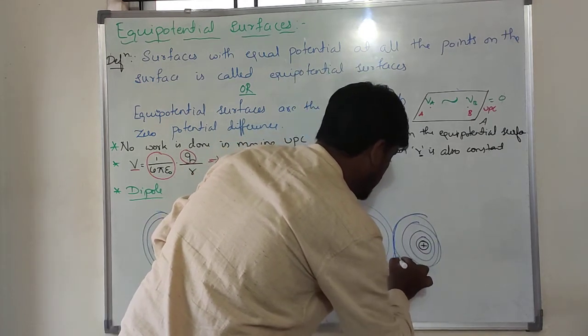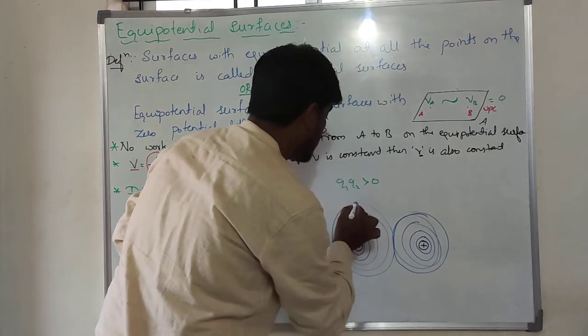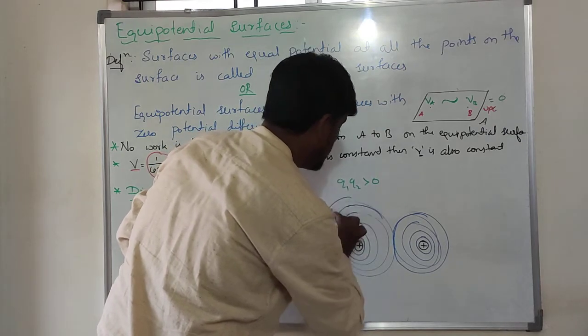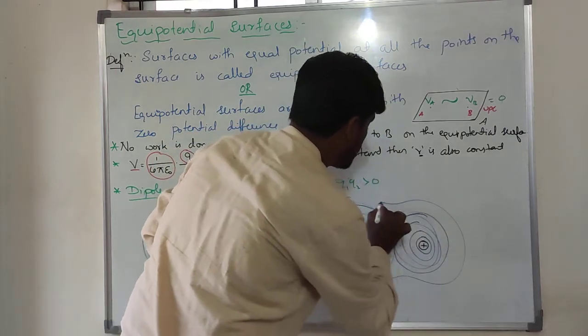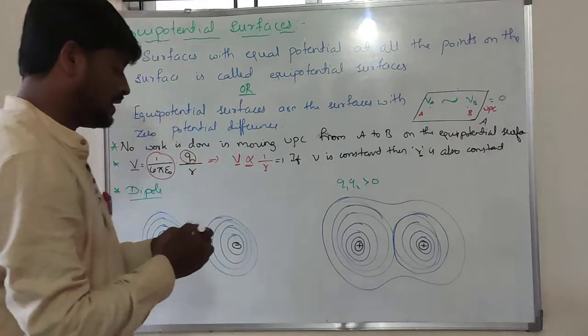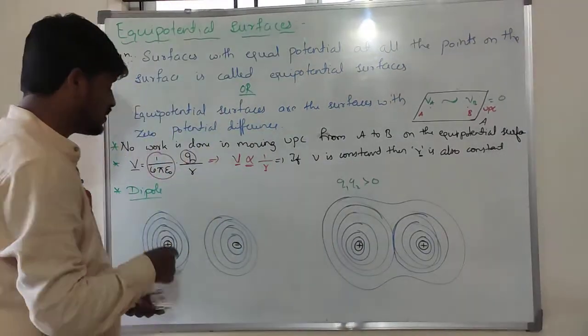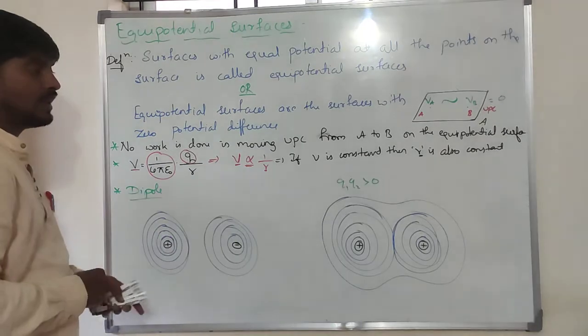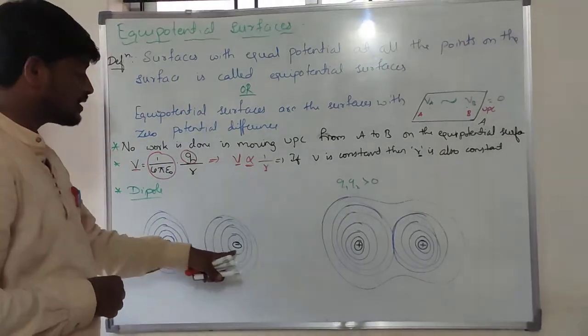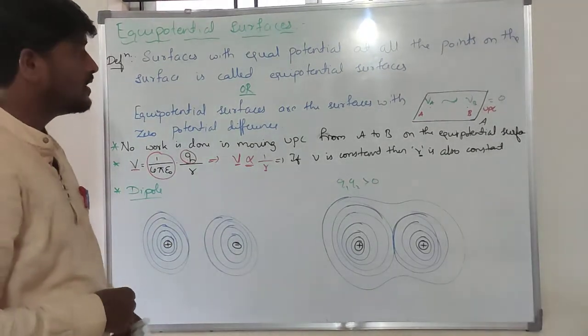So we should touch here, then increase, then afterwards it goes like this. This is the nature of equipotential surface if the charge product is greater than 0. In case of dipole, it is like this. This is asked in the examination. Please draw the circles very properly using the compass.